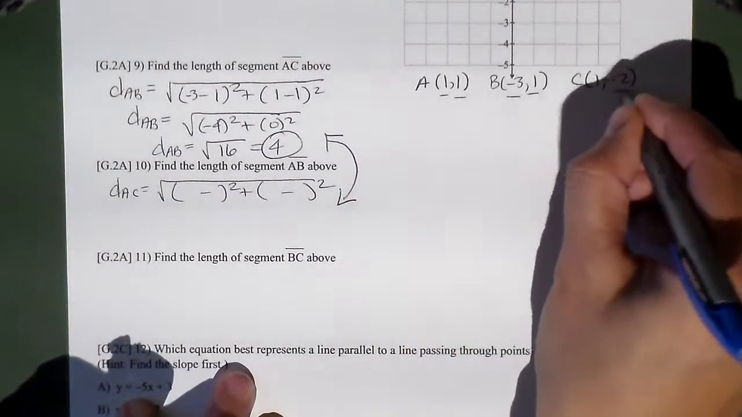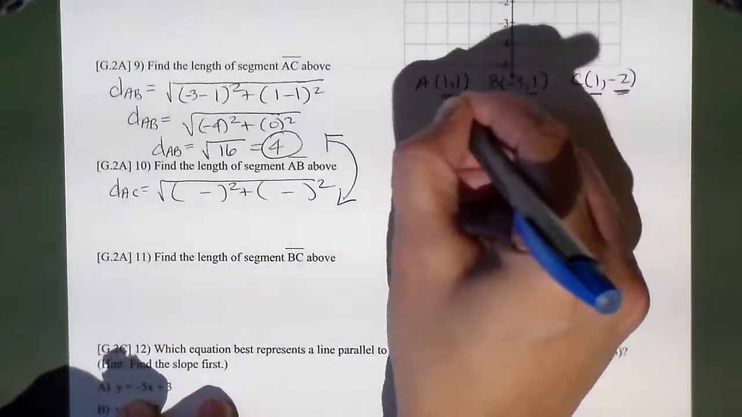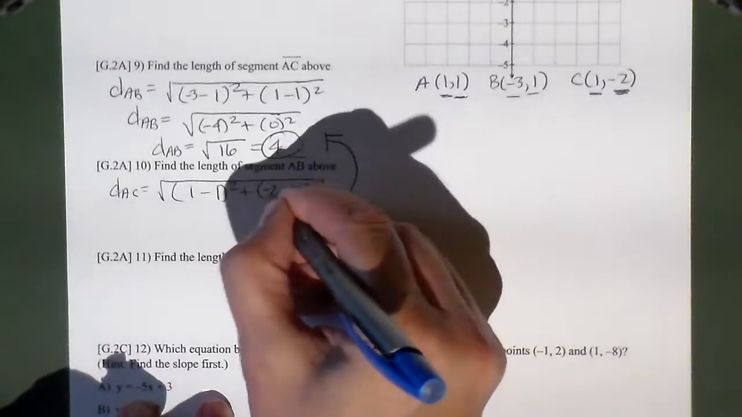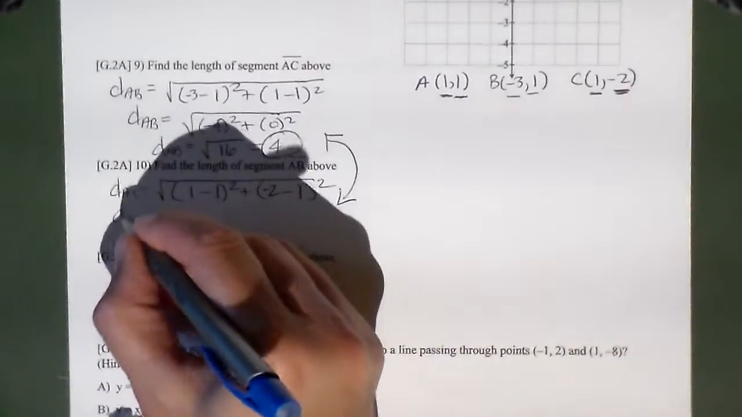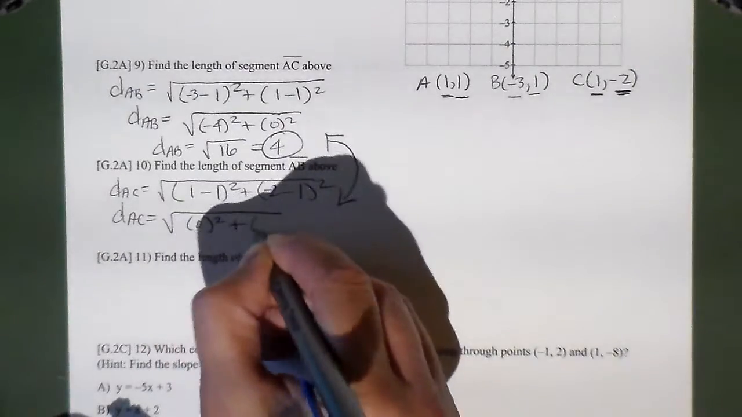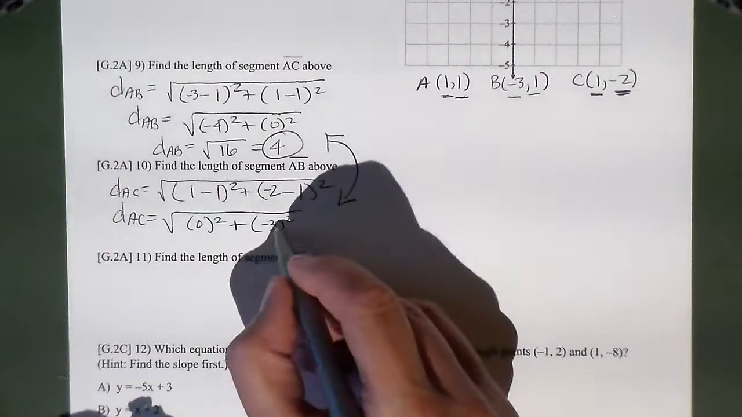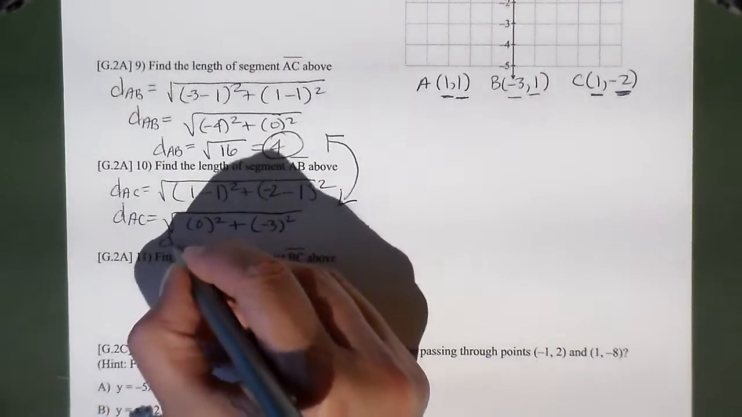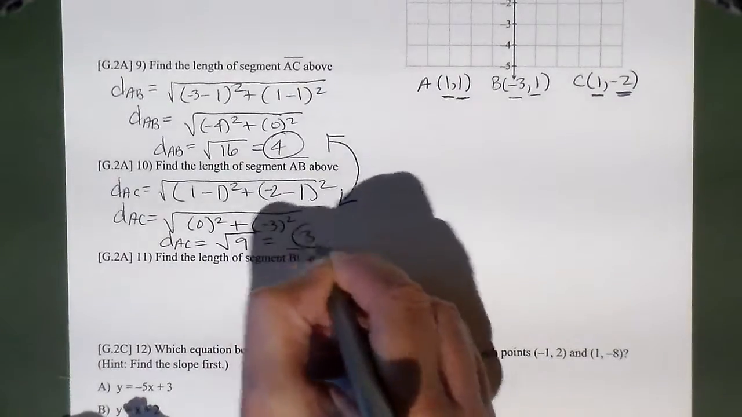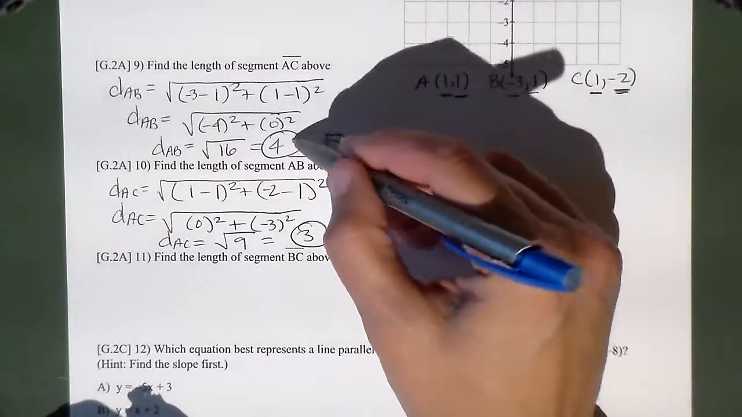So AC, you got 1 and 1 for your X's, and -2 and 1 for your Y's. So the distance from A to C is the square root of 0 squared plus -3 squared. Again, a lot of you lost it here because you kept the number negative. Keep your parentheses. So the distance from A to C is the square root of +9, which is 3. So this answer should have been 3 for AC. AC is 3, AB is 4.